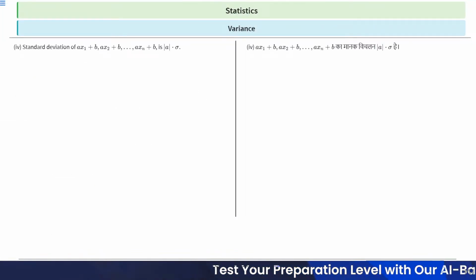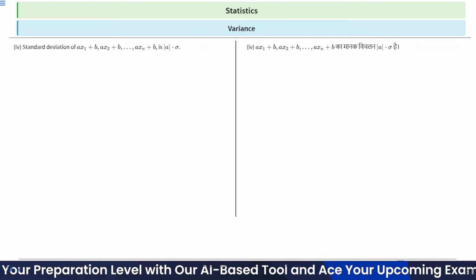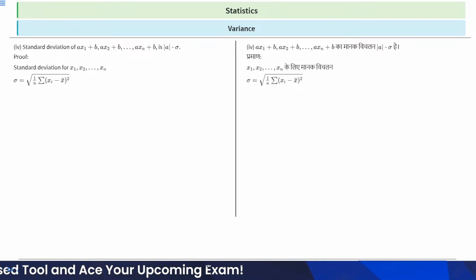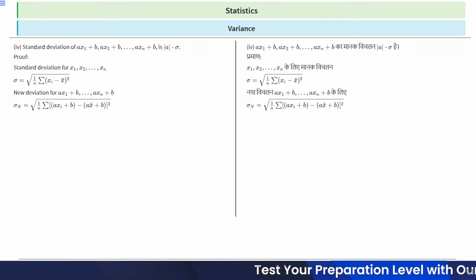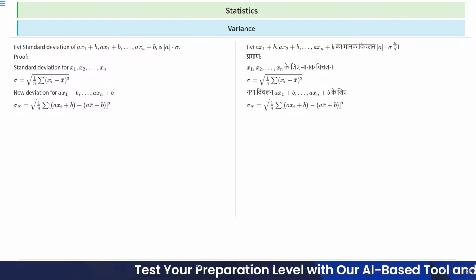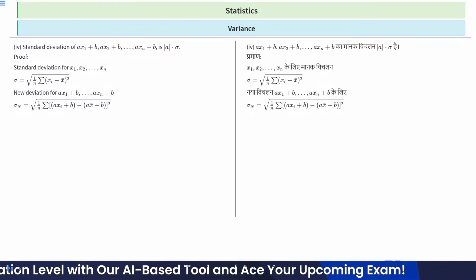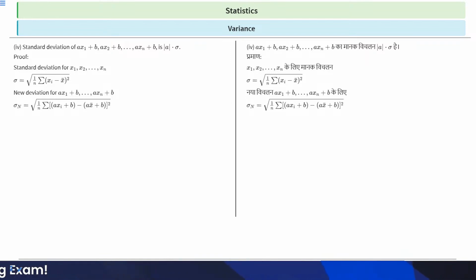Next, the standard deviation of ax1 plus b, ax2 plus b till axn plus b is mod a into sigma. Let us see the proof. The standard deviation for x1, x2, x3 till xn is sigma, which is equal to root over 1 by n summation of xi minus x bar whole square. The new deviation for ax1 plus b, ax2 plus b till axn plus b, sigma n, is equal to root over 1 by n summation of axi plus b minus ax bar plus b whole square, right?